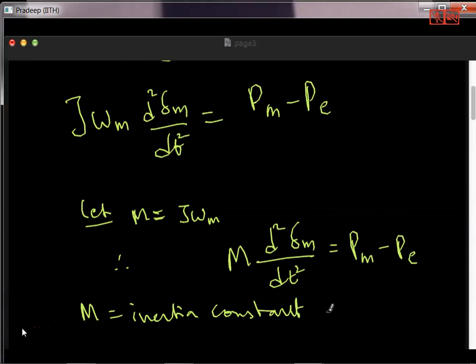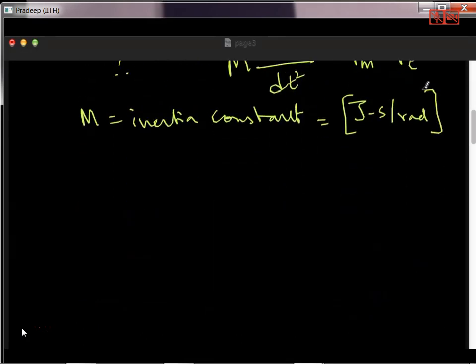So the inertia constant unit is joules seconds per radian. This is the unit of that, because you see here radians per second is there. So it will be second square per radian square for J. So it will be like that. Let's continue.